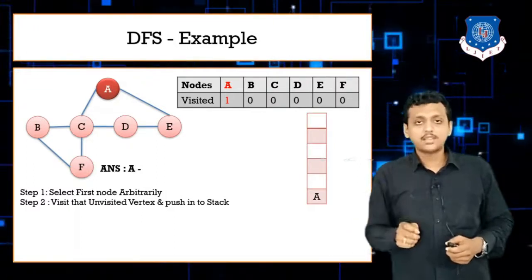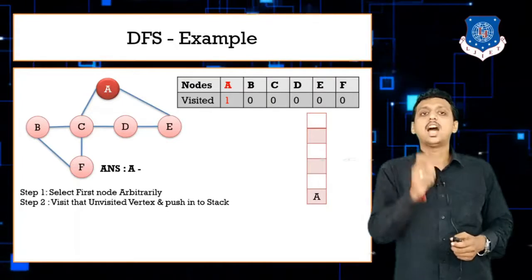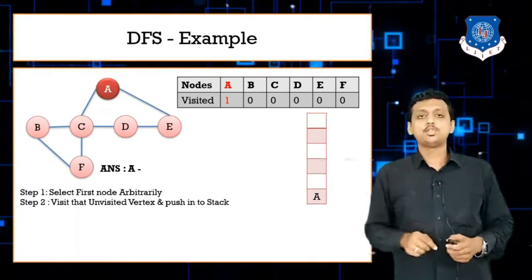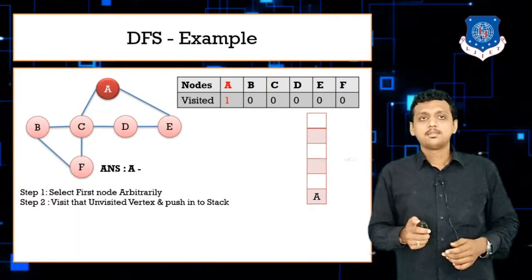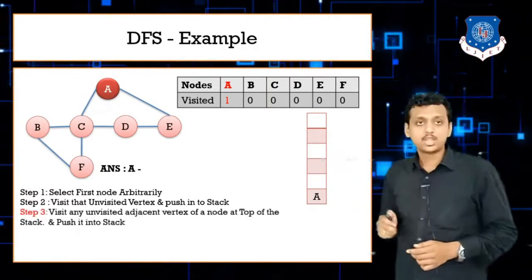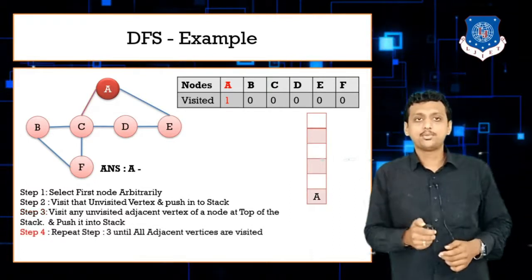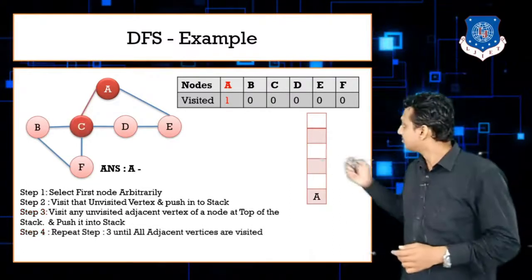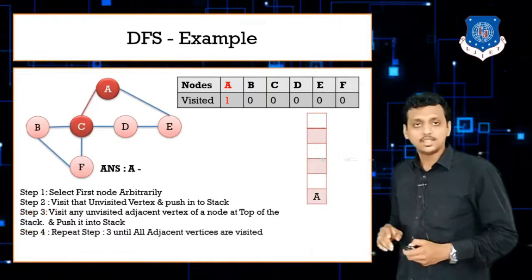But which do I need to select first? Go arbitrarily. Fine, so here I'm going to select C. That's why my next arbitrary selection is C. So here it is, step number 4, C. I'm selecting only C over there.